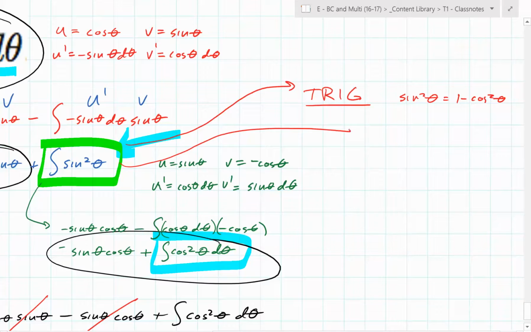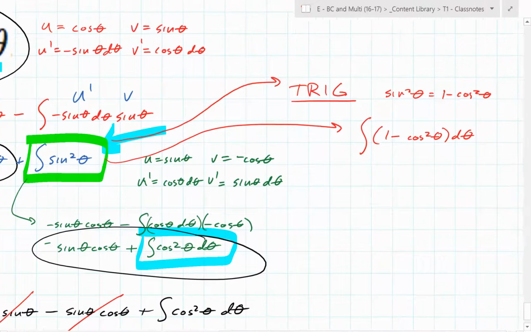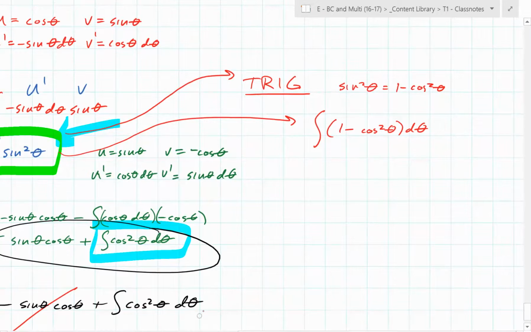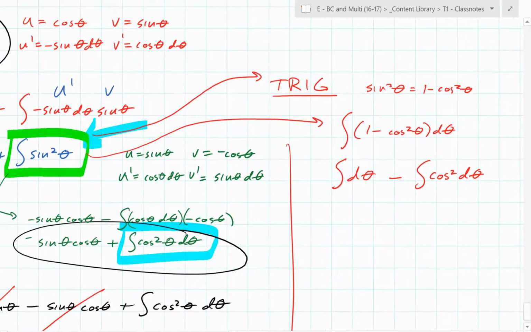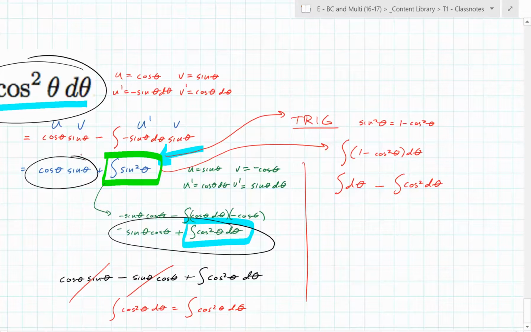Well, let's attack this green thing again instead as the integral of 1 minus cosine squared theta d theta. And if we attack it this way, what happens? Well, that's really just two integrals. That's the integral of 1 d theta minus the integral of cosine squared d theta. How does that help? It seems like we're in almost the same spot we were in before, right? So remember, this part is floating around out front, and now we have this right here.